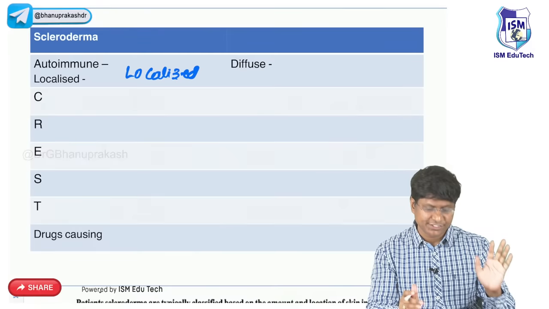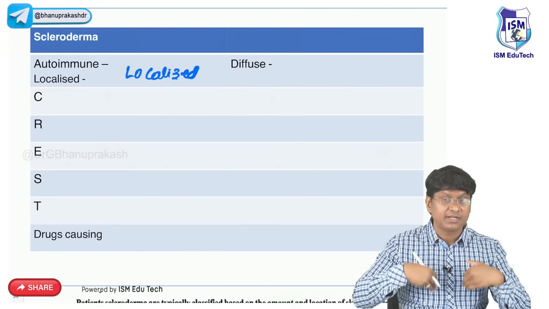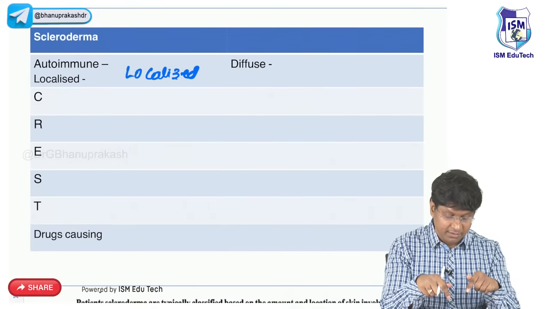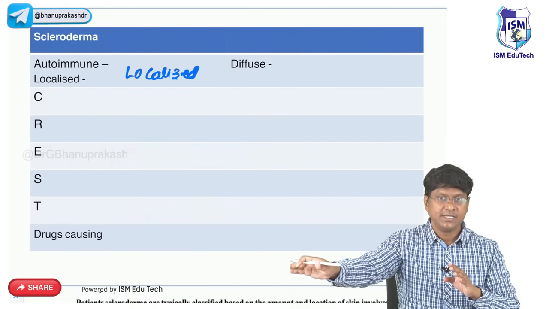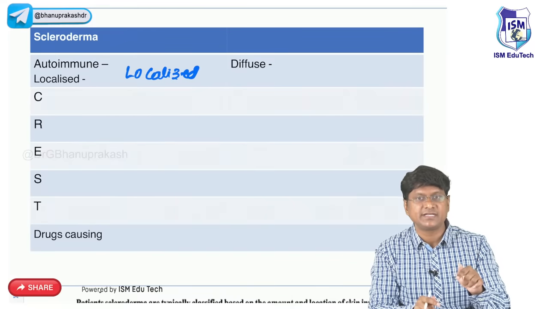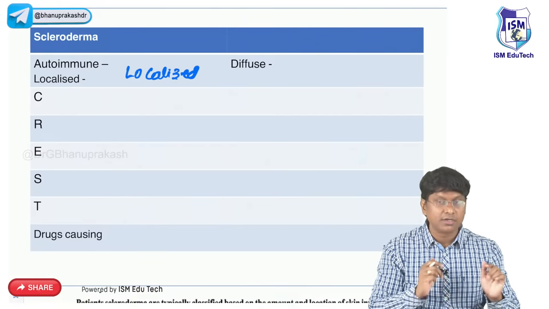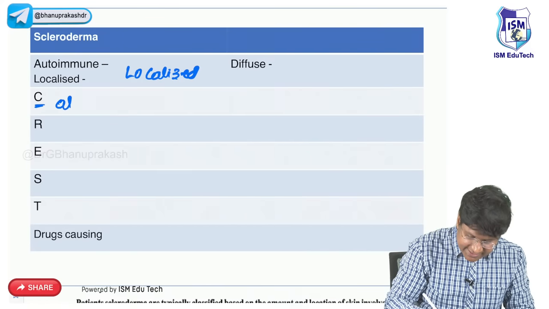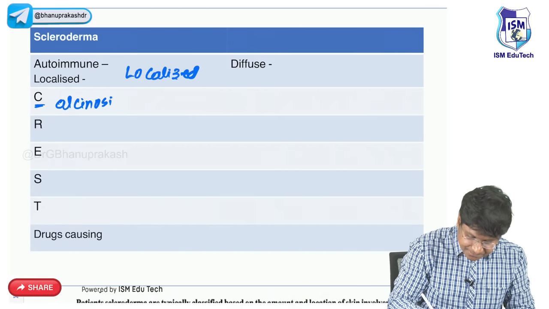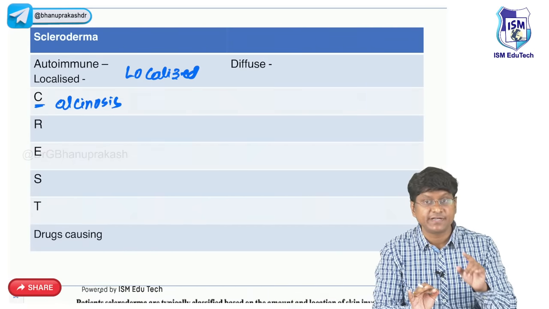And the visceral organ involvement in localized scleroderma will be very late, right? It will be very late. And some patients with limited scleroderma develop what is called CREST syndrome. What is this? C stands for calcinosis. Right? In CREST, C stands for calcinosis.